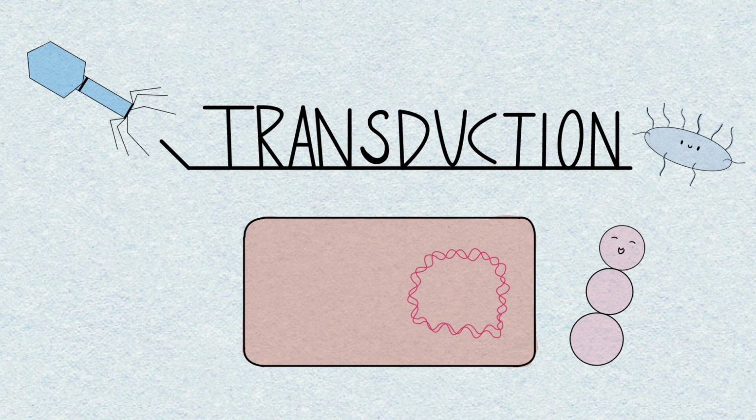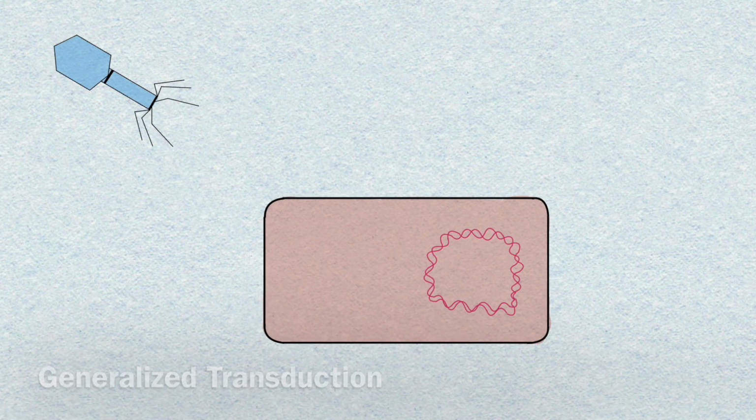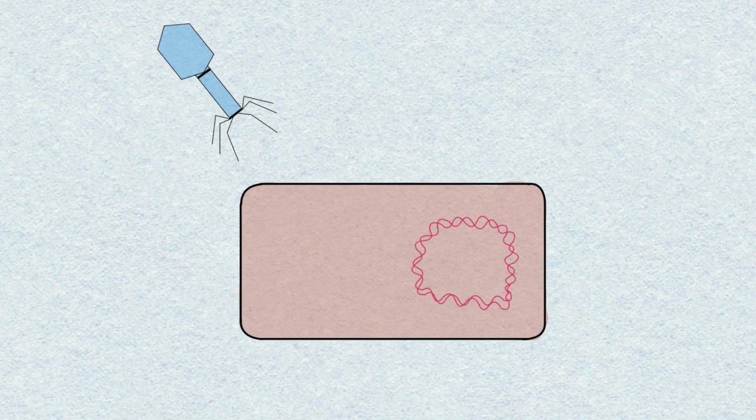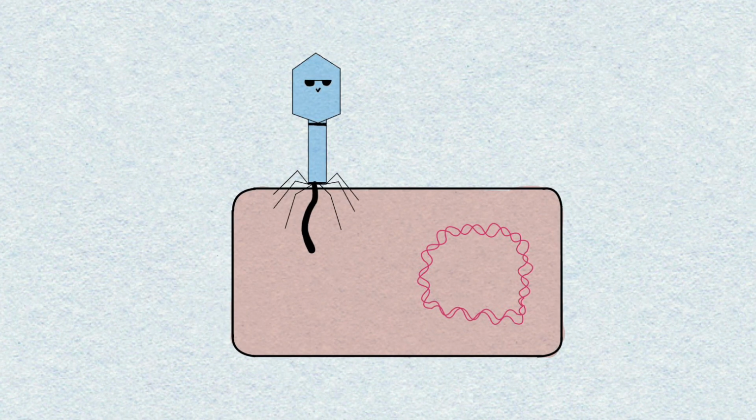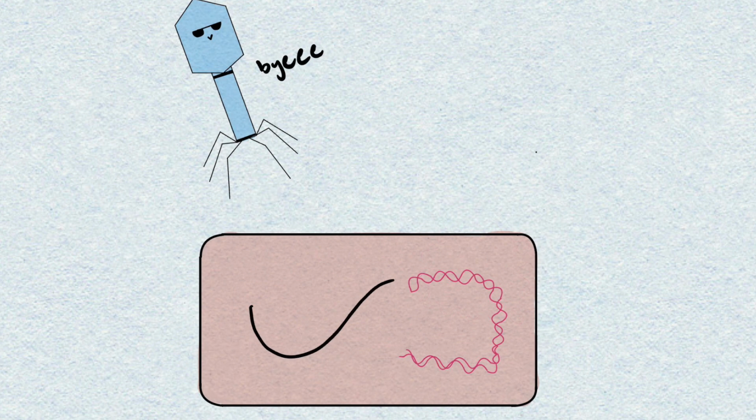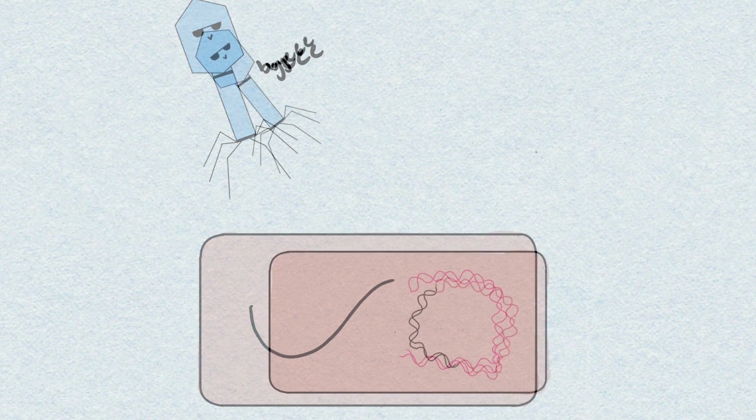Next is transduction. This happens when DNA is transferred from one cell to another via bacteriophages. Bacteriophages are a type of virus that infect bacteria. There are two types of transduction, generalized and specialized. Generalized transduction occurs when a bacteriophage can pick up any section of its previous host genome and inject it into another bacteria.